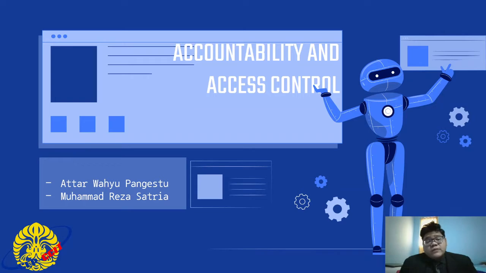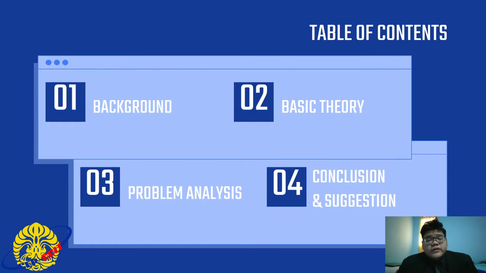And today we're going to present about accountability and access control. Before we start, let me introduce ourselves. My name is Reza Satria and my friends are Attar, Wahyu, and Pangestu. In this section, we're going to explain 4 chapters, which contain background, basic theory, problem analysis, and conclusion and suggestion.